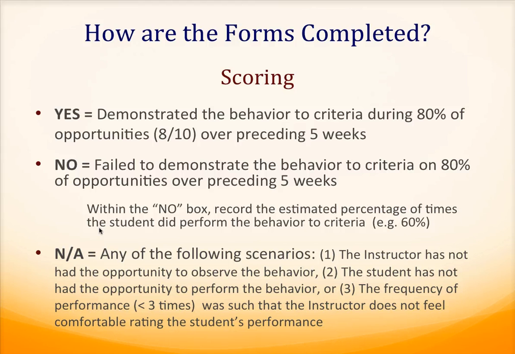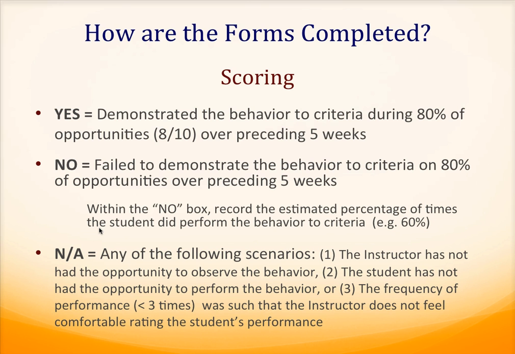The student should receive a no if he or she failed to demonstrate the behavior to criteria on 80% of opportunities over the preceding 5 weeks. If this is the case, please record the estimated percentage of time that the student did perform the behavior to criteria. An NA is applicable if any of the following scenarios exist.